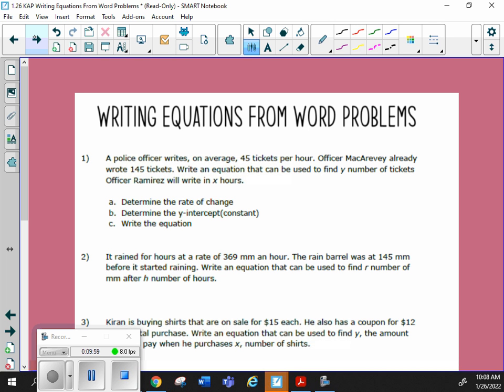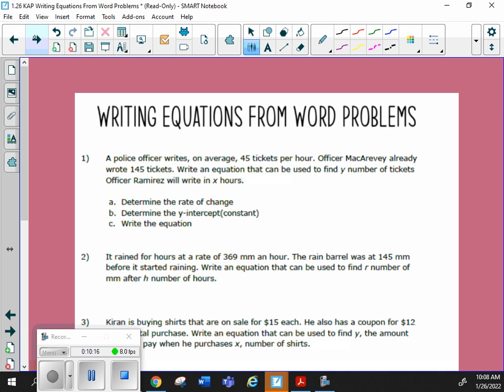So a police officer writes an average of 45 tickets per hour, and this one has already written 145 tickets. Write an equation that can be used to find y, the number of tickets he will write in x hours. The names don't matter, so sorry about that.